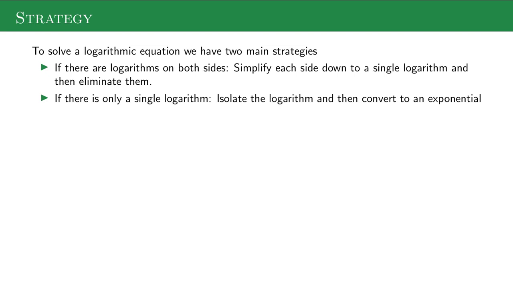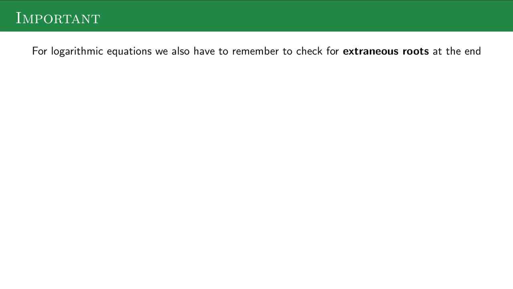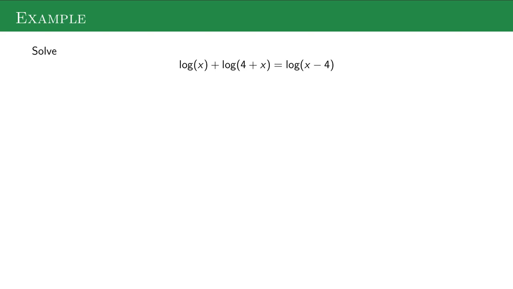If there's a logarithm on both sides, you can simplify it down, and then once you get a single log, you can cancel them out. If there's only one log in the problem, then you're going to have to switch to an exponential to figure out x. For logarithmic equations, always make sure to check for extraneous roots at the end. When we talked about domain, you can't plug certain values into a logarithm, so make sure your answers still fit that criteria.